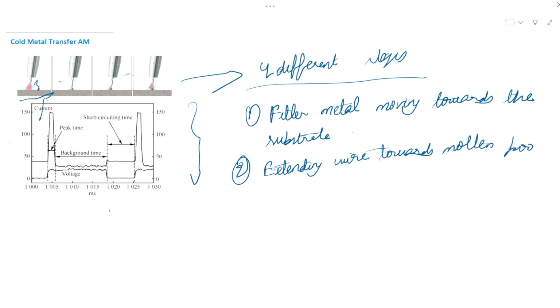Molten pool, the wire dips in the molten pool, the arc will extinguish resulting in a short circuit and the current, that is why here you see the current decreases. Now your third stage will be to retract the wire.